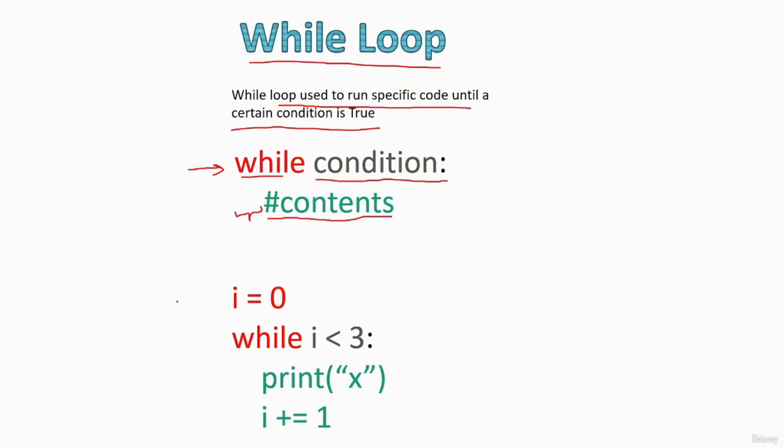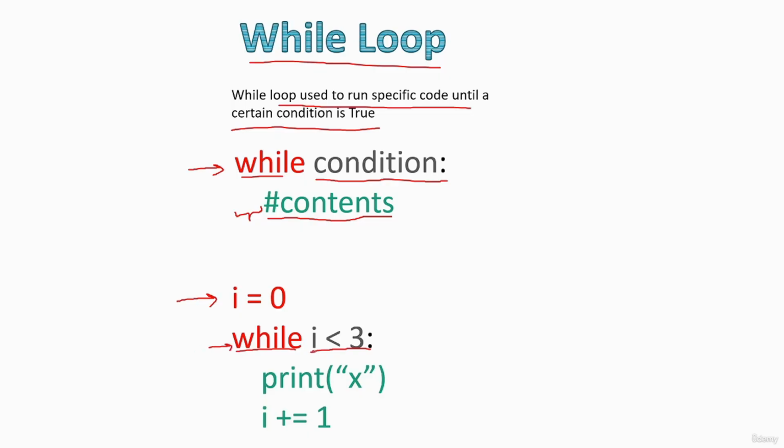Now let us take a look at an example. In this case, I have created a variable called i equal to 0. Then I have created a while loop. The condition is i less than 3. Then the content is print text. Then add 1 to the existing value of i. Now let us see how this code will run.